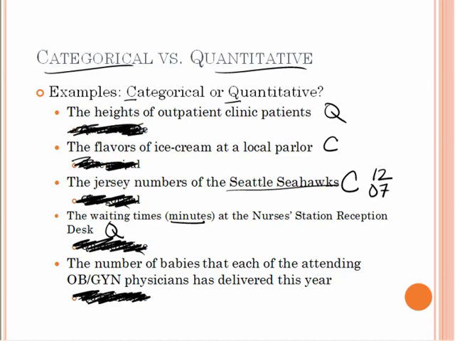The waiting times at the nurse's station reception desk, that would be quantitative because we're talking about minutes, right? 10 minutes is waiting longer than waiting 5 minutes, which is waiting longer than 1 minute. So these are comparative, and they can represent numbers on a number line. The number of babies that each of the attending physicians has delivered, those are counts, 10, 20, 15, and so on. That would also be quantitative.